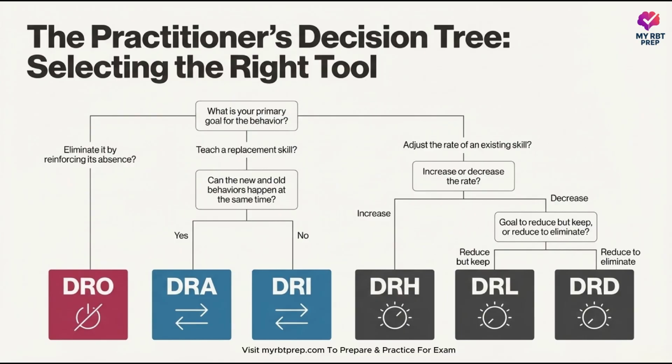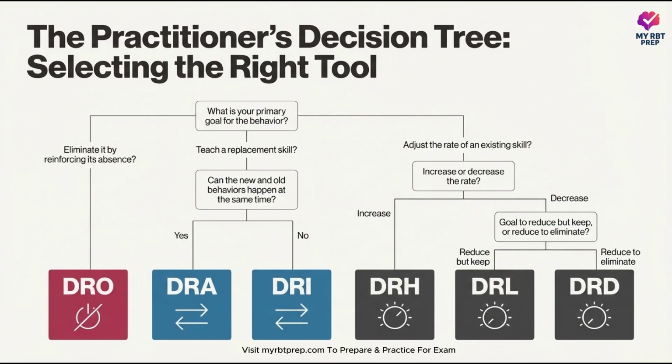Now, shift your focus to the center column. This is usually the gold standard because you aren't just stopping a bad habit, you are building a new one. The critical decision point here is physical compatibility. Ask yourself, can the client do the bad thing and the good thing at the same time? If the answer is yes, use DRA. If the answer is no, because the new behavior physically prevents the old one, you use DRI.